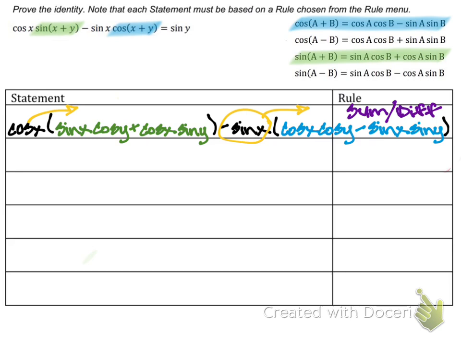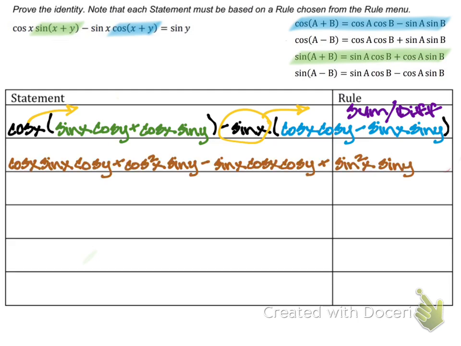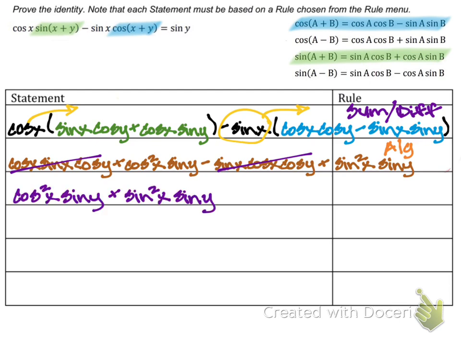Now, notice we need to distribute, and pay attention, that's a minus sign that we're distributing there in the middle. So there's my distributive property, and my reason there is just algebra. Now notice that we have two terms that will cancel out, and those would also be algebra, so I could omit them when I type it into Alex. So there's what I would be left with: cosine squared sine y plus sine squared sine y. So that would also be algebra.